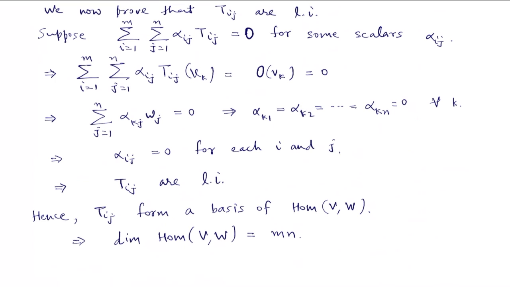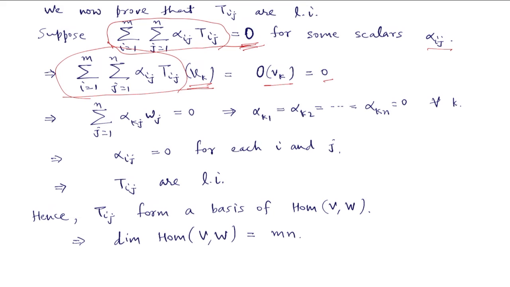We now prove that Tij are linearly independent. So suppose this combination is 0 for some scalars alpha ij. If this transformation is 0, this is a transformation that is equal to 0, then it will kill all the vectors. So in particular it will kill Vk. So if we apply this transformation on Vk, we will get 0.